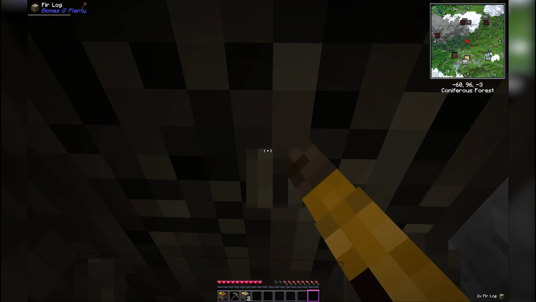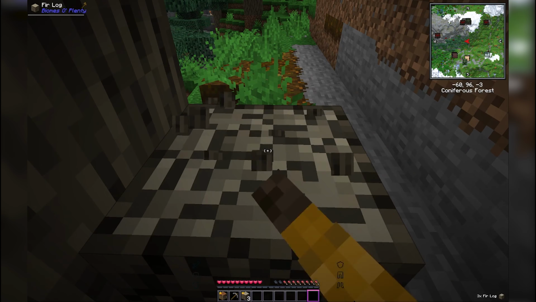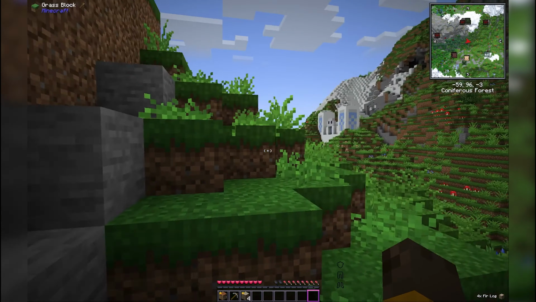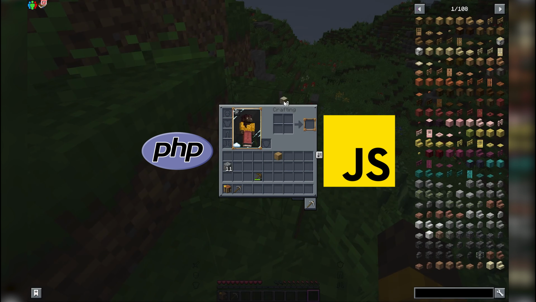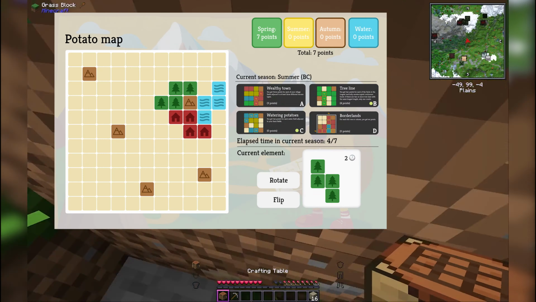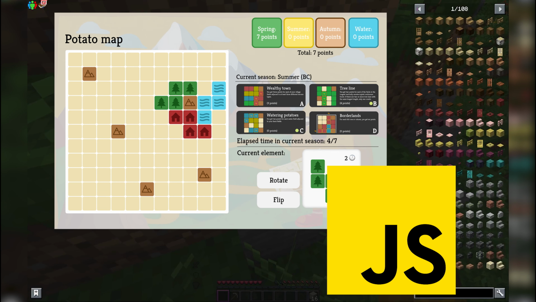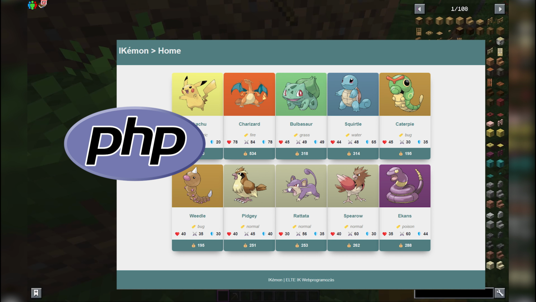On to the next subject, web programming. This course is a bit stupid to me. The assignment is really vague, but I somehow managed to complete it anyway. Just some PHP and JavaScript, making a block placing game for the first assignment in JavaScript and a knockoff NFT trading card, basically a TCG Pokemon website in PHP.